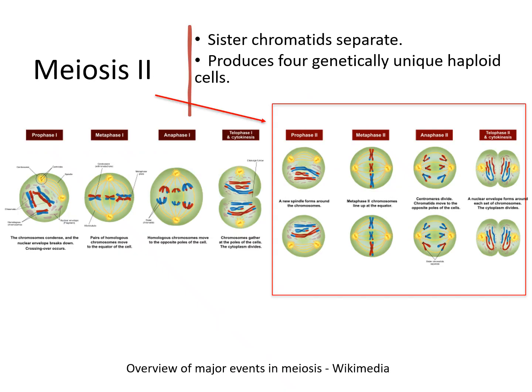In meiosis II, the sister chromatids separate, much like mitosis. This results in four genetically unique haploid cells.